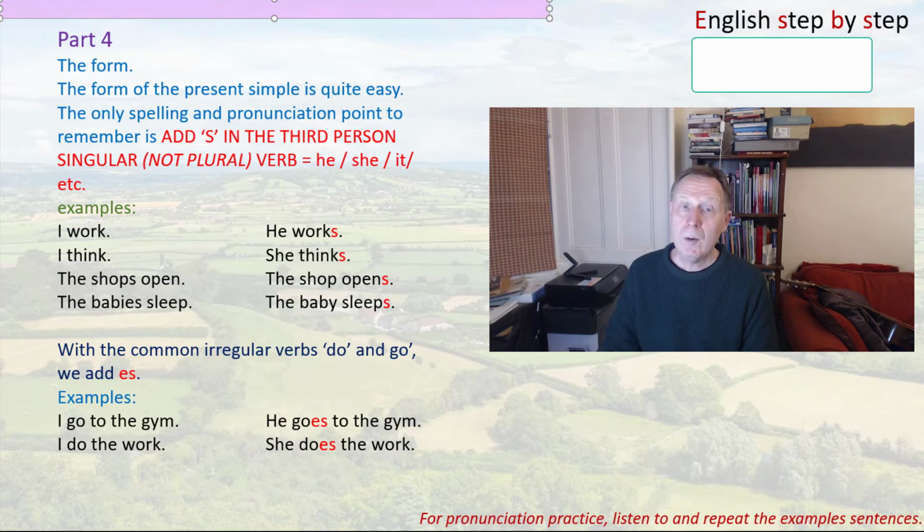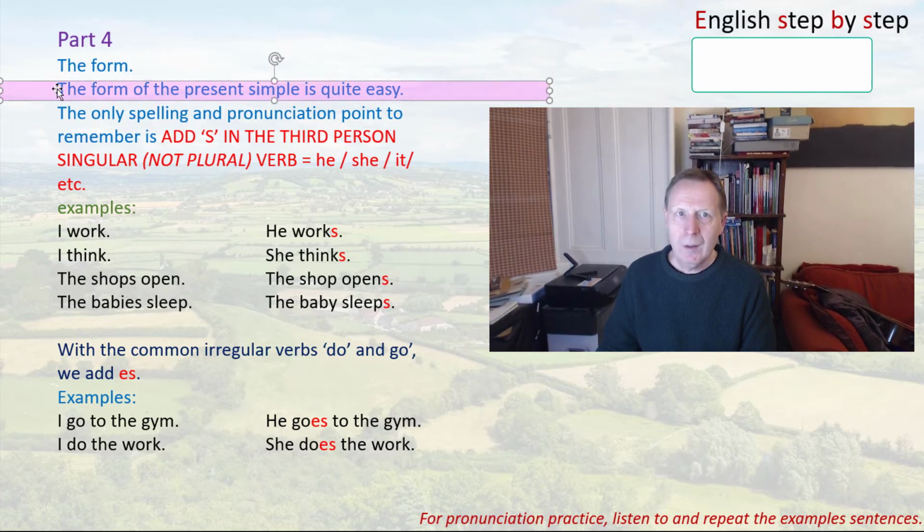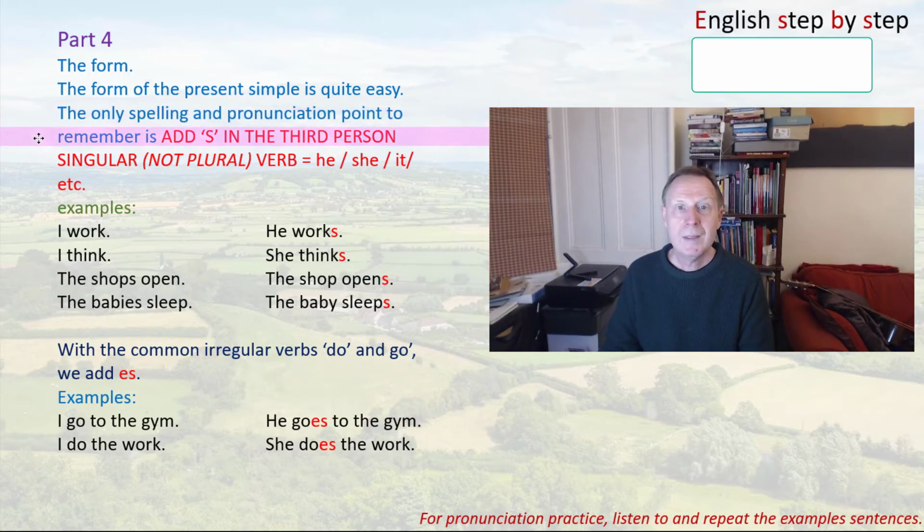So now let's look at some details about the form of the present simple. The form of the present simple is quite easy. Well, when you compare it to other languages, it's very basic. There are not very many changes. For example, the only spelling and pronunciation point to remember is add S in the third person.